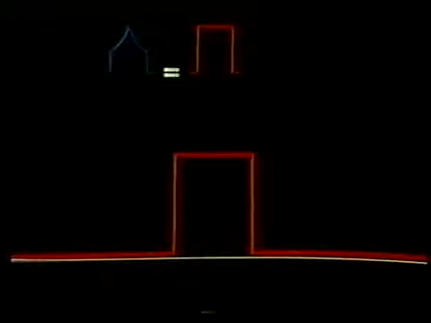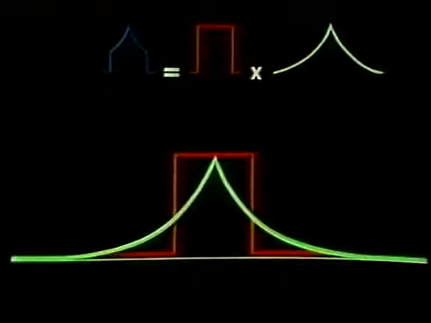Let's store that. There are many ways of representing this as the product of 2 functions. One way is to start with a top hat and multiply it by a 2-sided exponential. The top hat chops the wings off the 2-sided exponential.